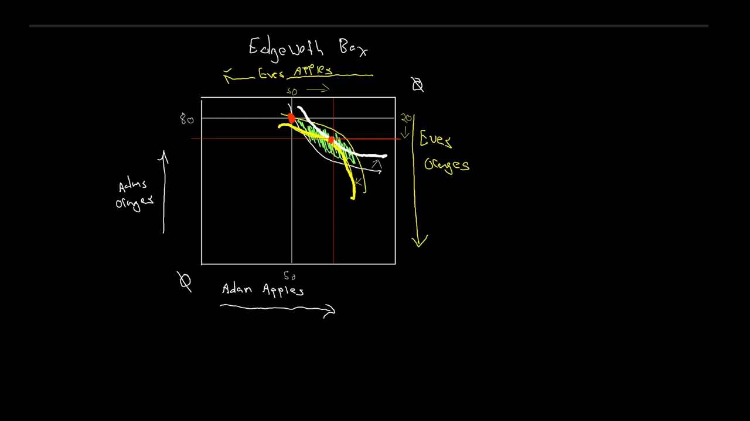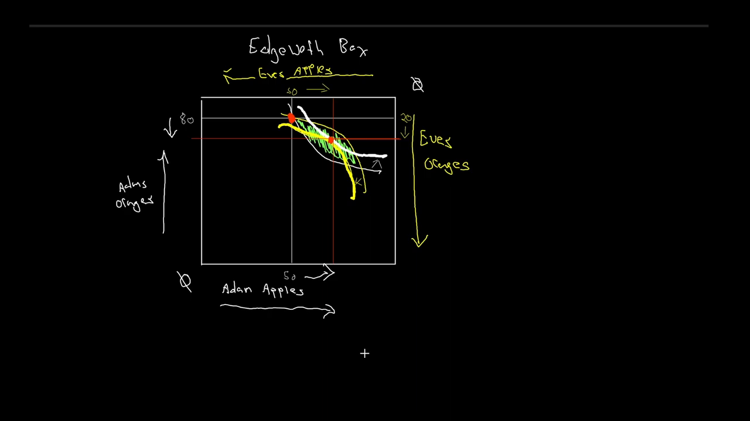But we see, although this pre-distribution was efficient, we were able to reallocate resources. So in this case, Eve traded away apples to gain oranges. Adam, what did Adam do? Adam traded away oranges in order to get apples.